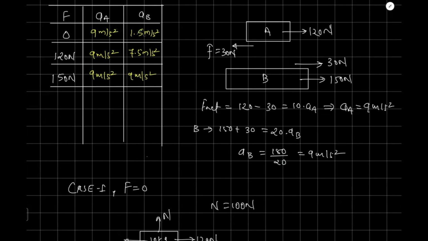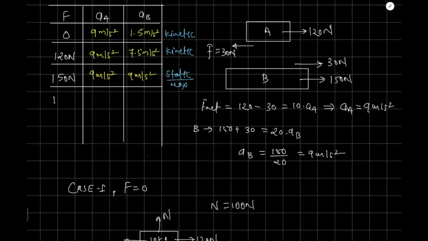If you see this one, here the relative motion is happening. So the friction that is acting here is a kinetic friction. Here the relative motion is happening when we applied the force 120 Newton. So here the friction is also kinetic friction. But here the relative motion is not happening. The acceleration of both A and B is same. That's why we can say here static friction will act, and it is acting at a maximum value.